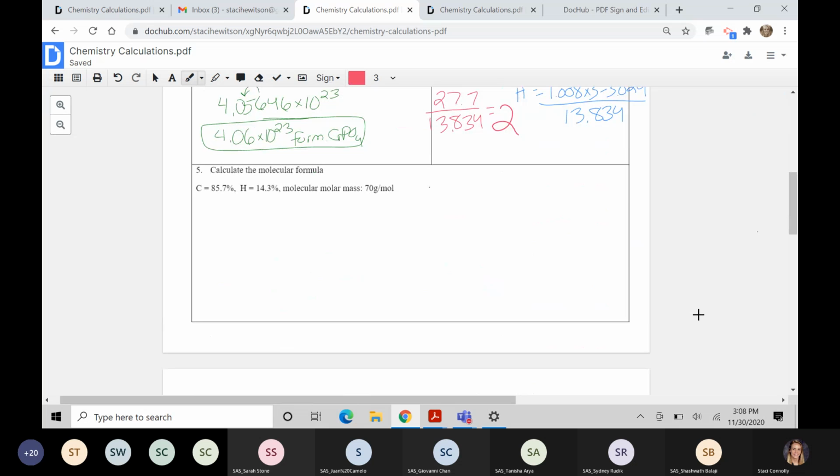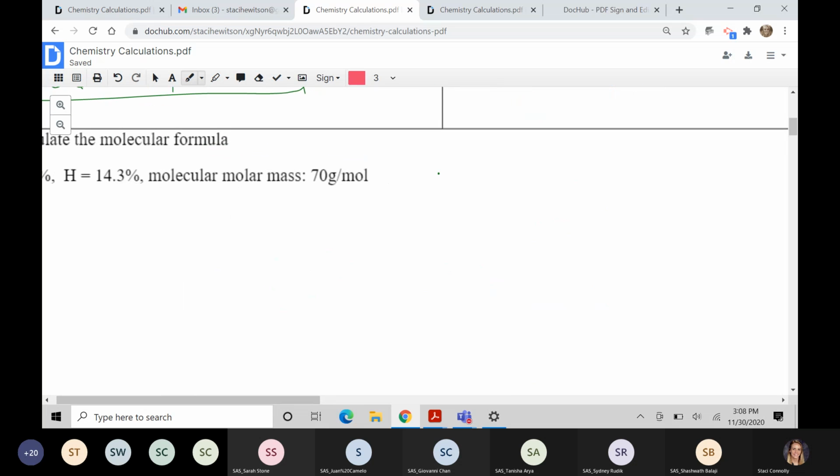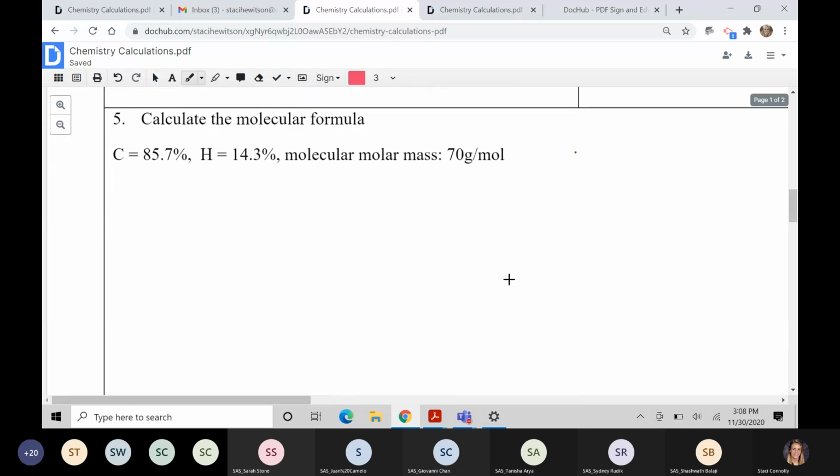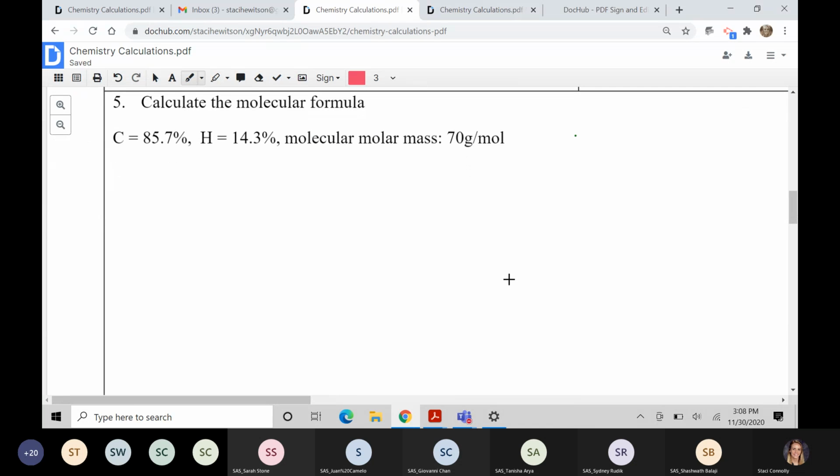So this one is kind of a big problem. That's why I gave you a lot of space to do it. And the reason I'm giving you this problem is not because I want you to be miserable, it's because I want you to be prepared because you could see something like this on pre-comps, okay? So first step, if you remember, is to take those percent signs and turn them into grams.